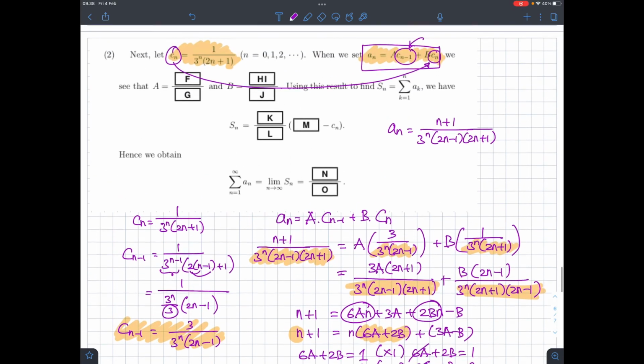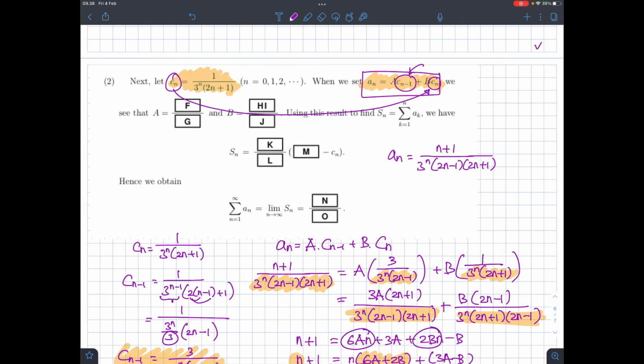Okay, let's check. So a is 1/4, right? So this is 1 and this is 4, and for b the result is negative 1/4. So for h we fill 1, negative 1, and for g we fill 4. Okay, so we already fill everything here, yeah. Okay, let's move to the next.